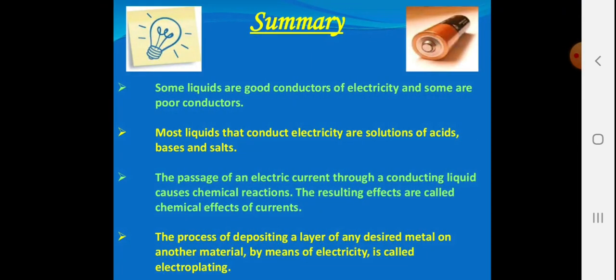Let's talk about the summary for this video. Some liquids are good conductors of electricity and some are poor conductors. Most liquids that conduct electricity are solutions of acids, bases and salts. The passage of an electric current through a conducting liquid causes chemical reactions, and the resulting effects are called chemical effects of current. The process of depositing a layer of the desired metal on another material by means of electricity is known as electroplating.